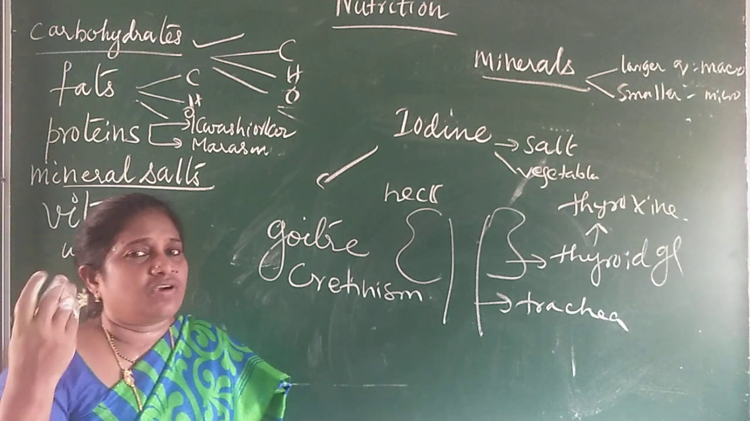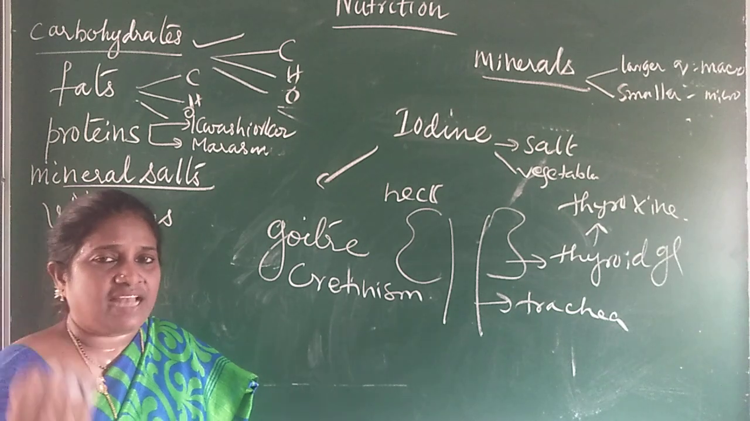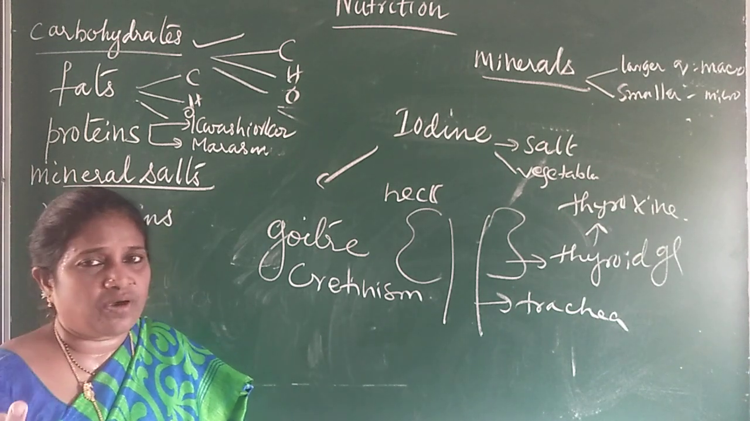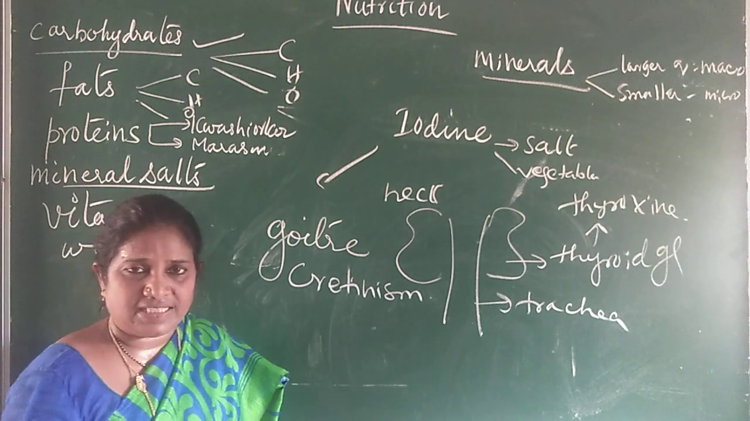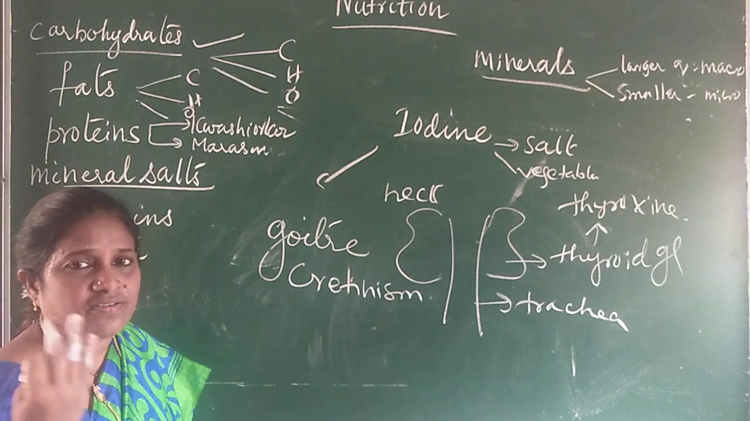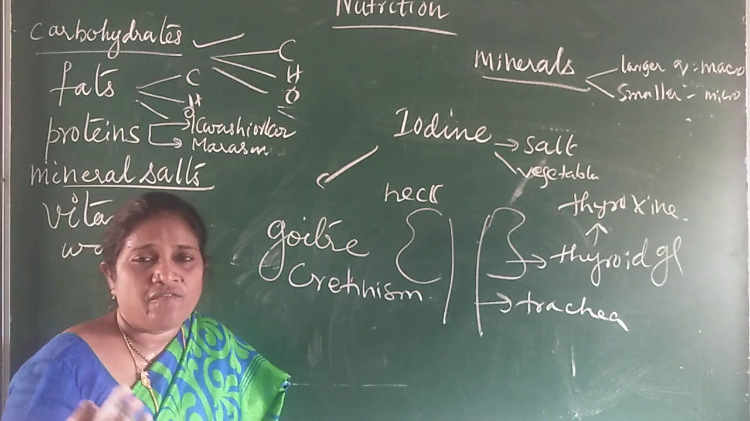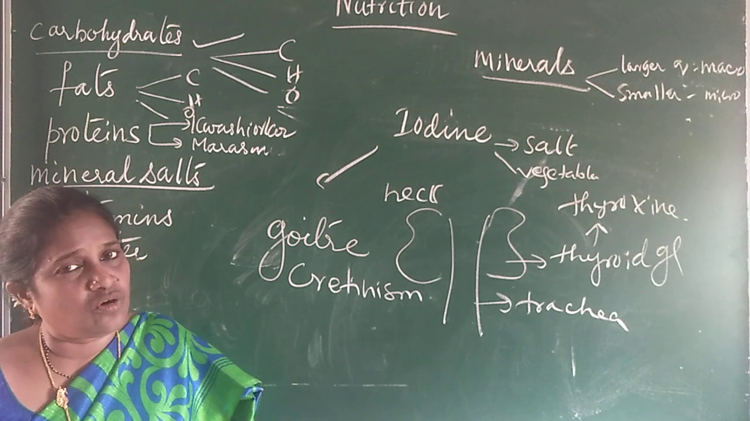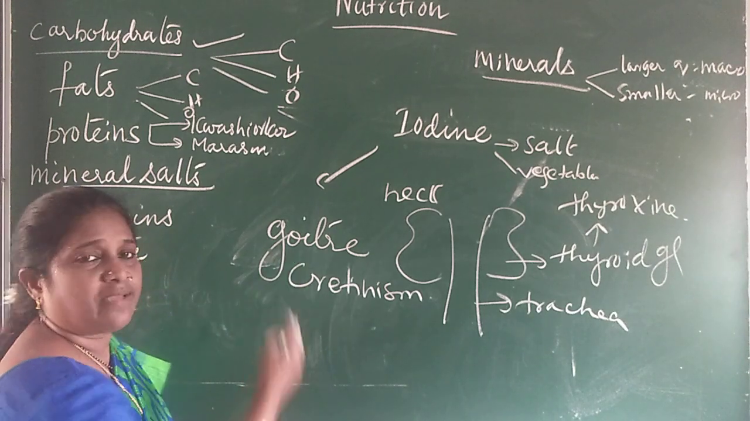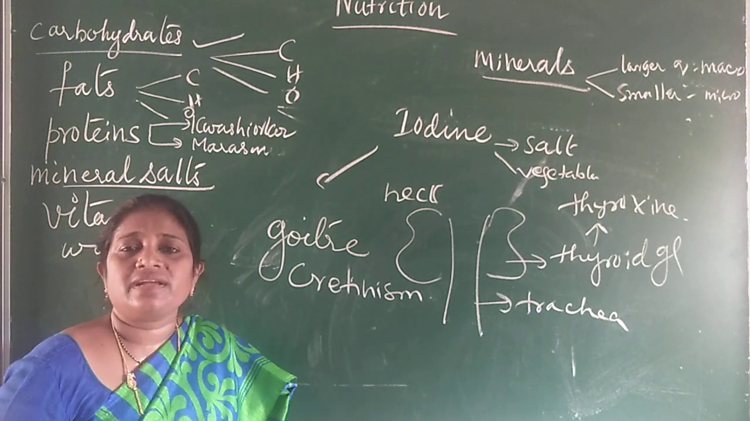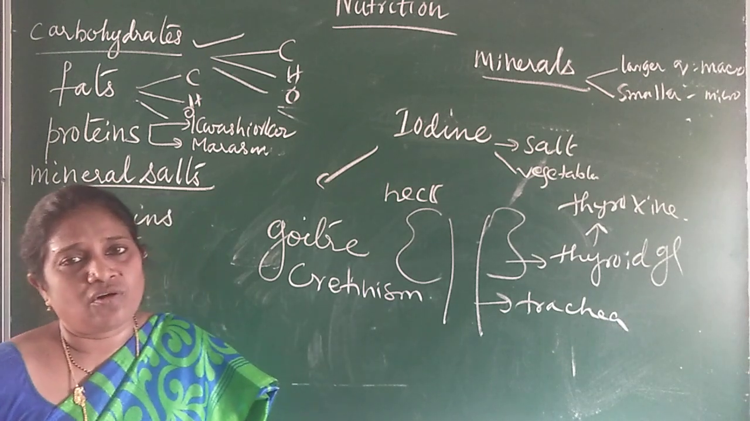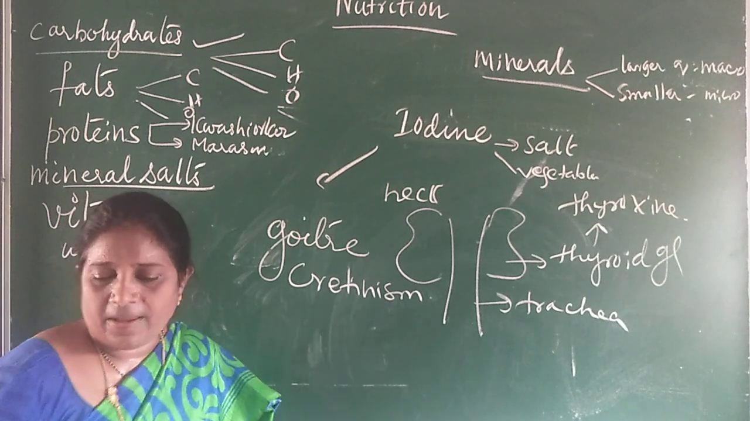So children, what are the various minerals we discussed? Calcium, phosphorus, very important for strengthening your bones and teeth. Then next, we also discussed iron, very important for the formation of hemoglobin. Then next, we came to iodine, an important constituent for functioning of the thyroid gland. Okay.